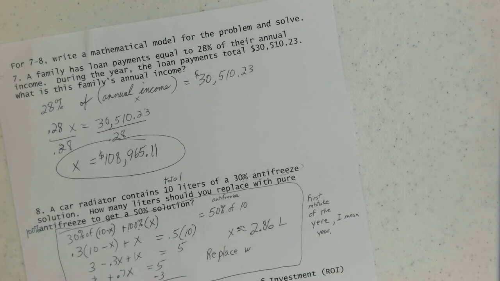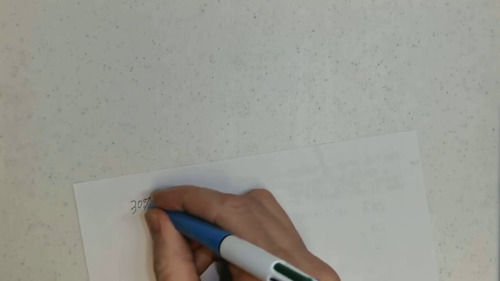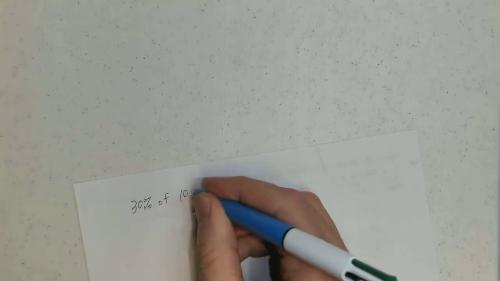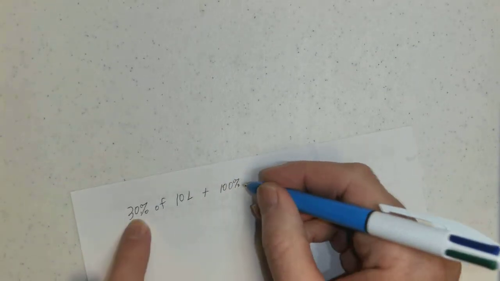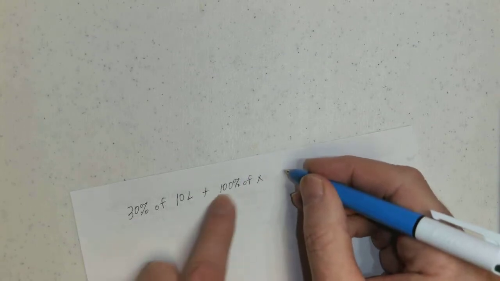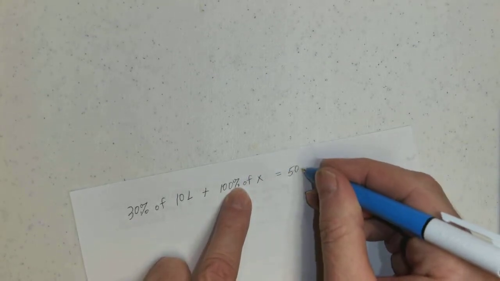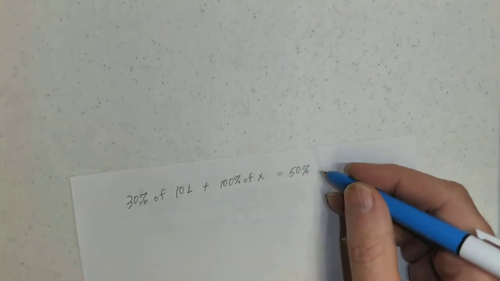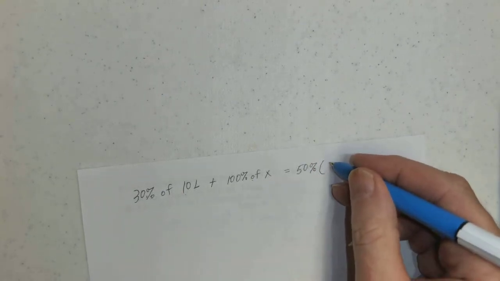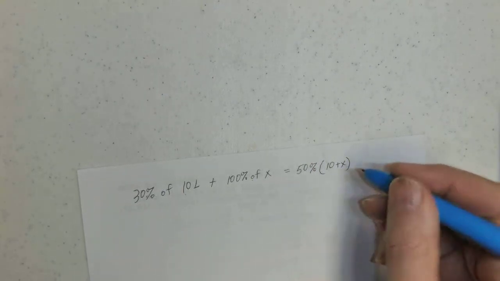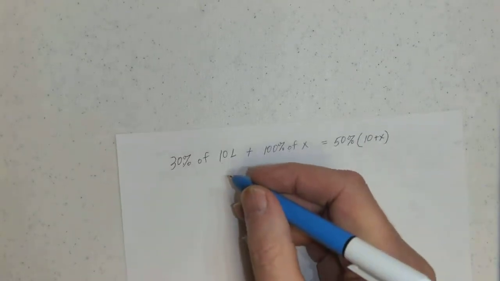Okay, so let's put 30% of 10 liters plus 100% solution of X equals the total 50%. 10 was not the total. 10 was just how much we had of this part, and then we have this part, and 10 plus X is the total. Okay, that changes things, doesn't it?